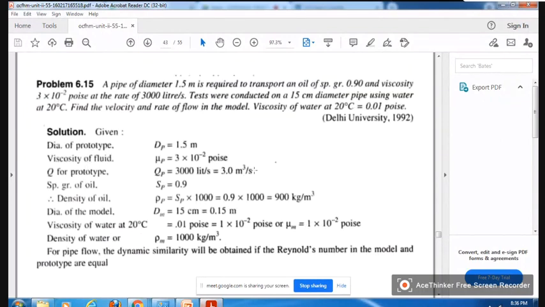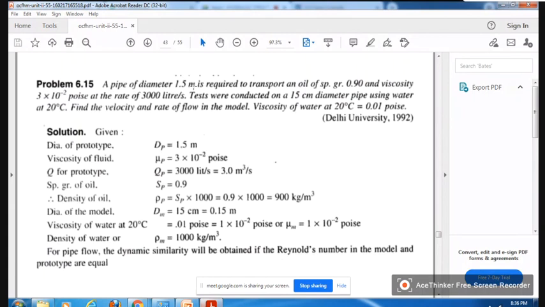Okay. So a simple example: a pipe of diameter 1.5 meter is required to transport oil of specific gravity 0.9 and viscosity 3 into 10 to the power of minus 2 poise at the rate of 3000 liters per second. So this is the actual prototype, the real pipe.